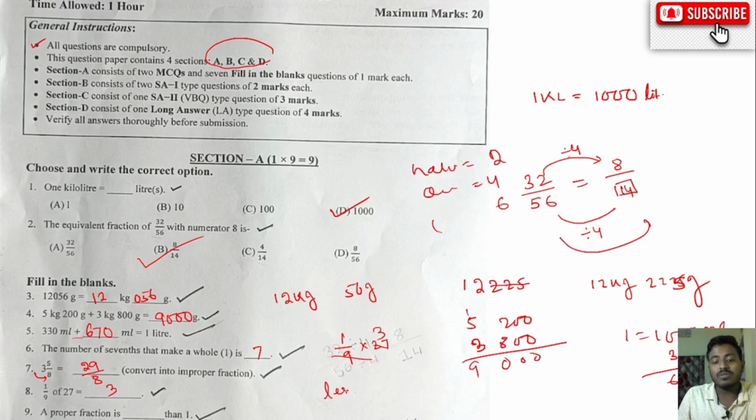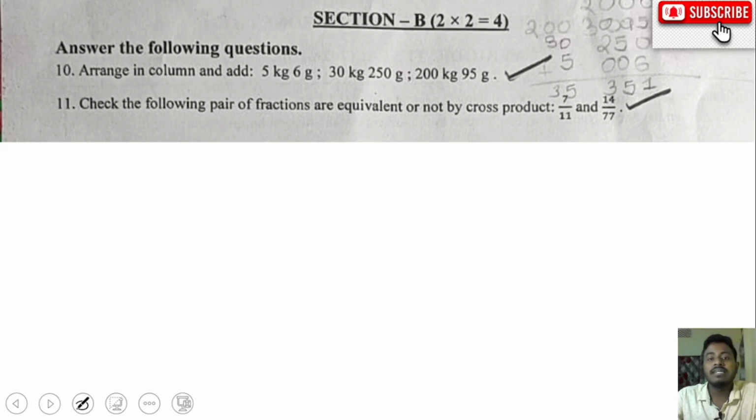If the question is improper fraction, then it is always greater than 1. Clear? Next. Section B, that is 2 mark, 2 questions. Answer all the questions, arrange in column and add.